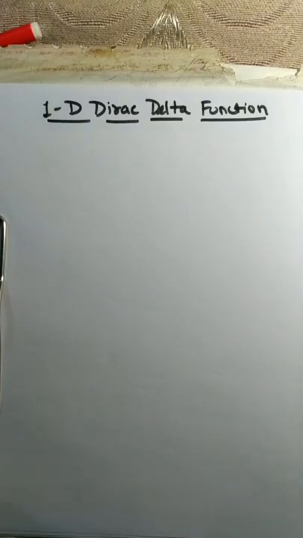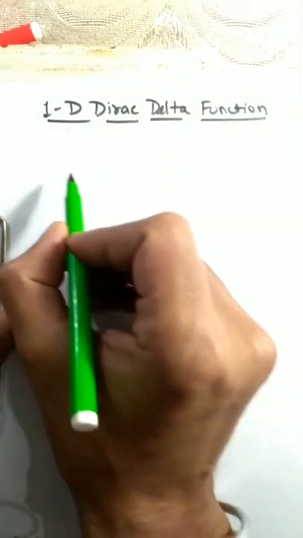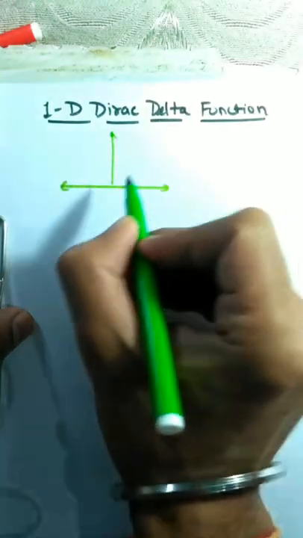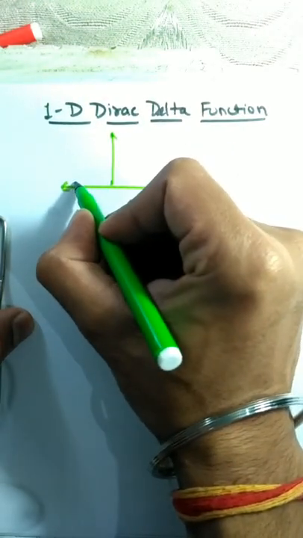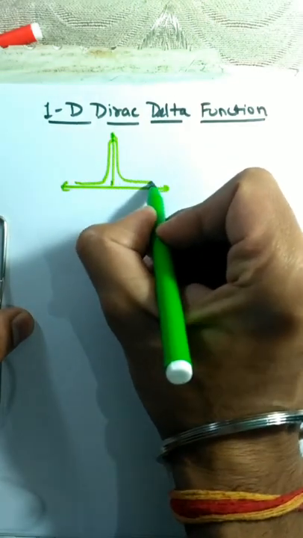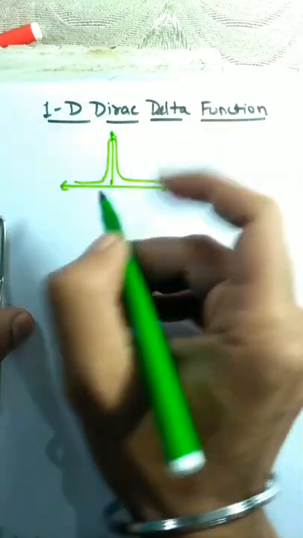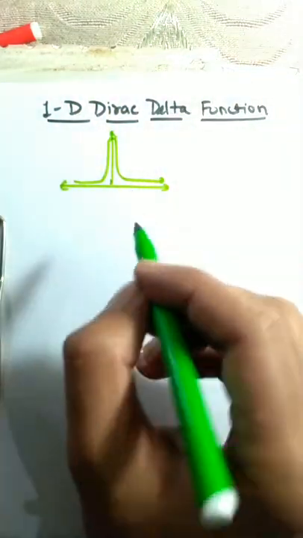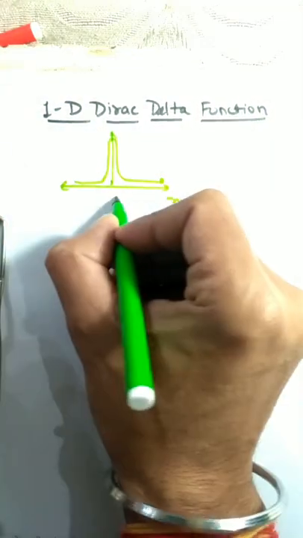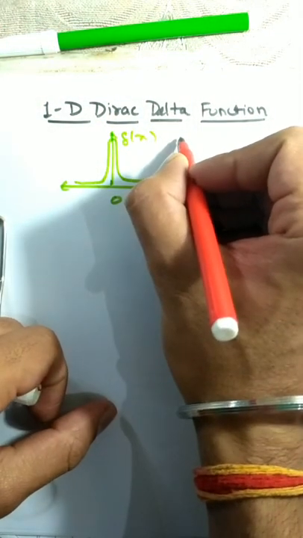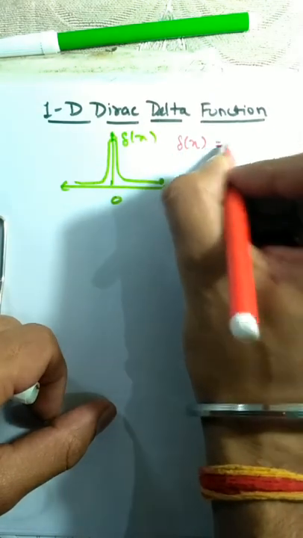A one-dimensional Dirac Delta function can be imagined as an infinitely narrow and infinitely high function. It is infinitely narrow and infinitely high, with area 1. Okay, so let me define it. It is denoted by del.